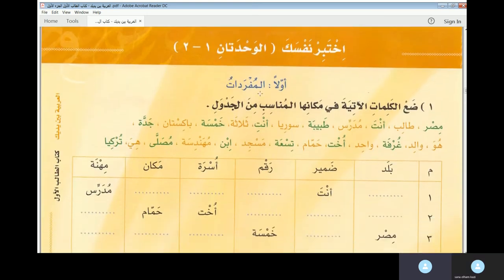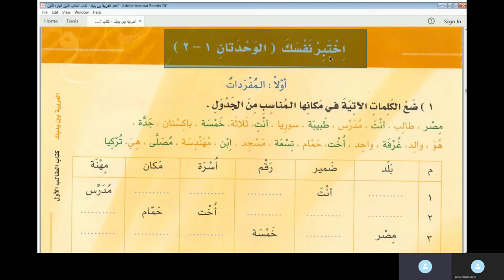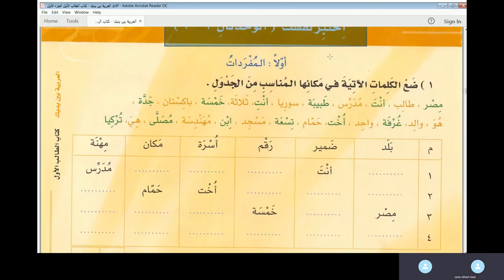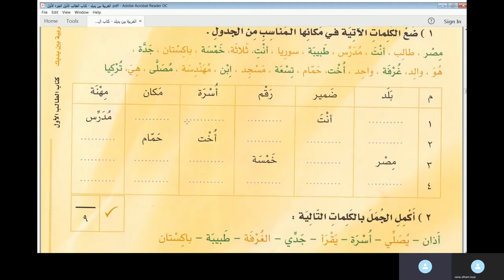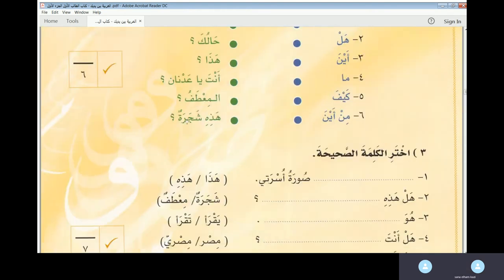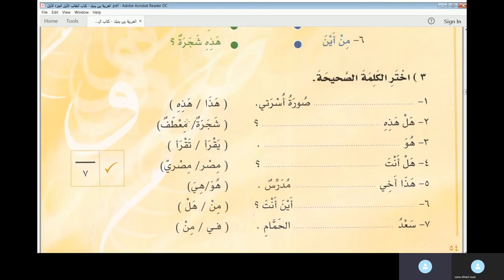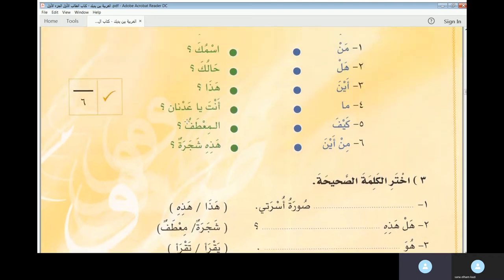Then on page number 75 on the PDF we have اكتب نفسك, which means test yourself. This is a question paper. I will not tell you anything from this paper. You have to solve it. It has 40 marks and consists of two pages. If you want, you can print these two pages, or write it on your paper, or solve it on the PDF. Usually students solve this on the PDF.